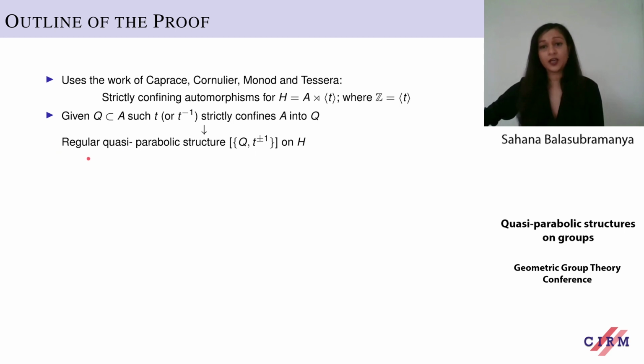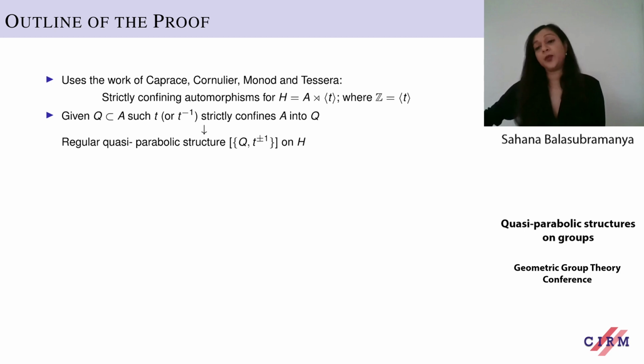And what does the qualifier regular mean? Well, that means that if I take this quasi-parabolic structure and I apply the Busemann pseudocharacter to it, the lineal structure that I get is actually the projection of this group to the Z factor. So the homomorphism that you end up with is the projection to Z.